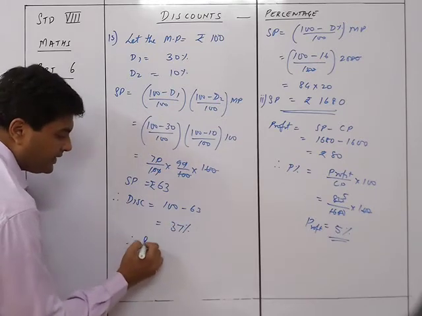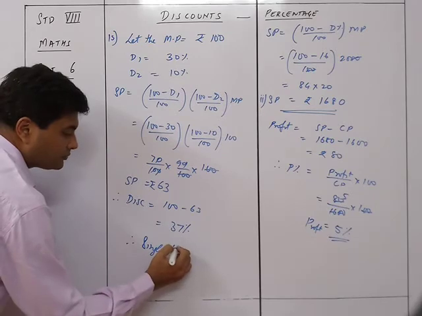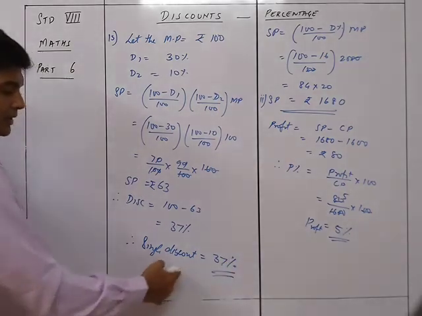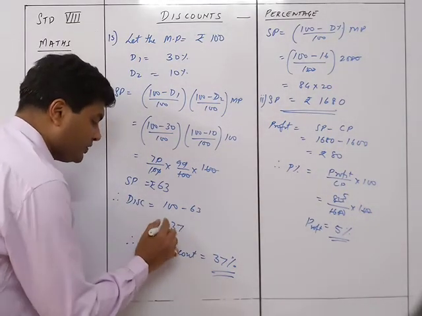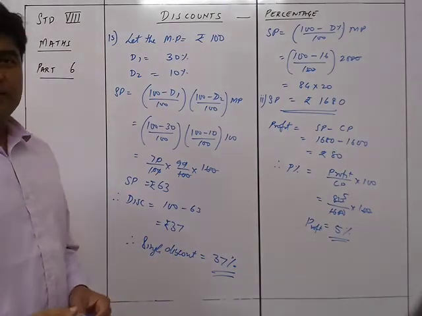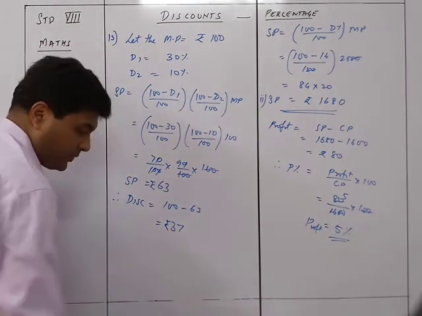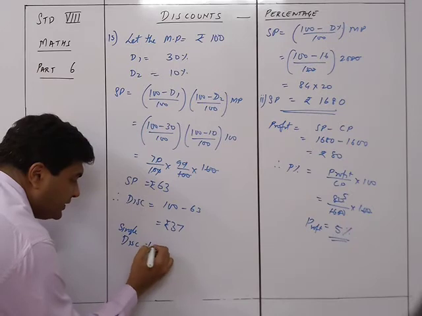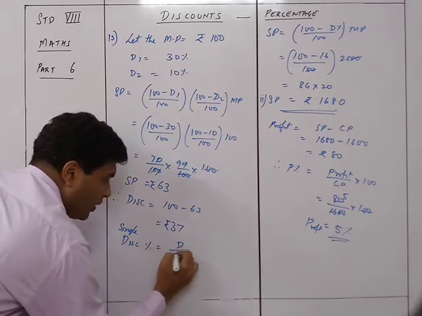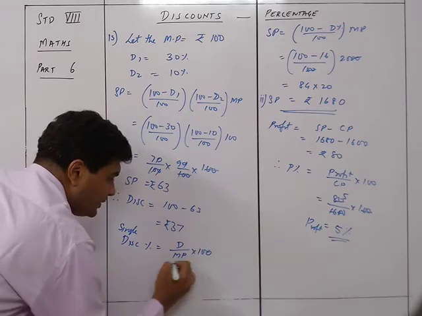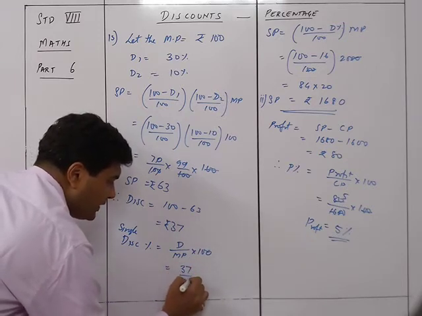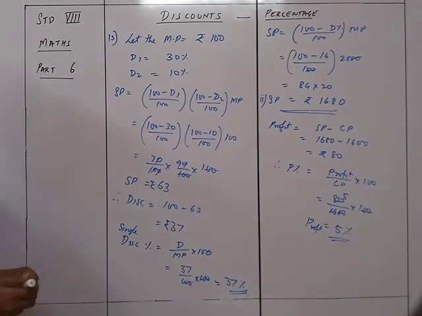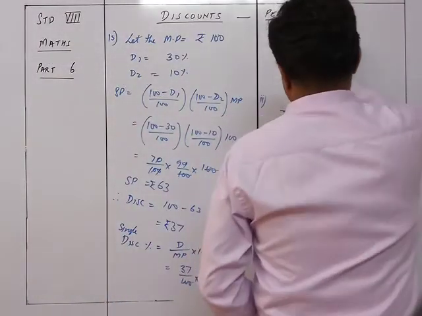Therefore single discount is equal to 37%, because if 37 rupees is the discount, so automatically we can find out the discount percentage. We'll do it that way only. So single discount percent is equal to discount upon MP into 100, that is 37 upon 100 into 100, which is equal to 37%. Got it? So this was sum number 13.